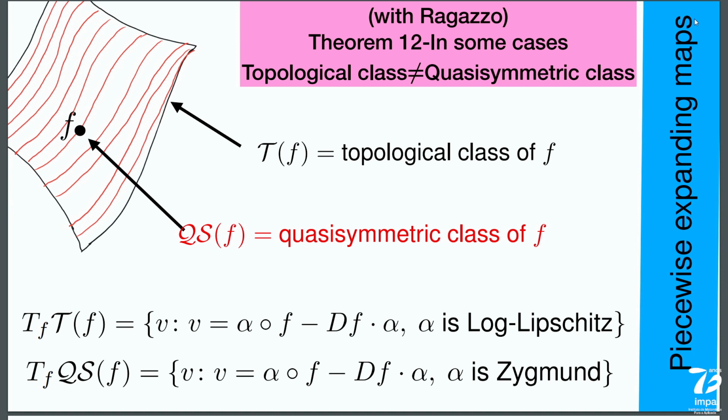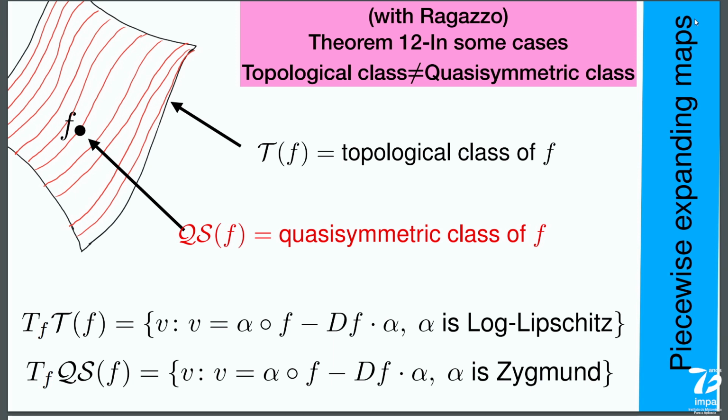Yeah, that's a good question. I don't know. I thought a lot about it, and I think in some cases the post-critical set is quasi-symmetric rigid, but not the whole. It seems that not the whole phase space is quasi-symmetric rigid. So I don't know the answer actually.